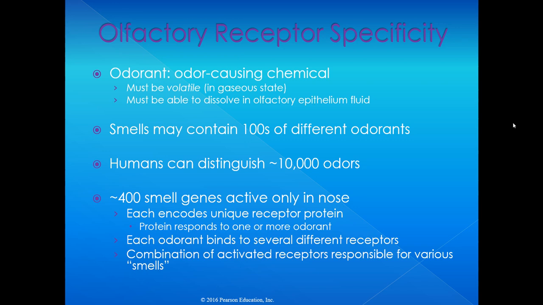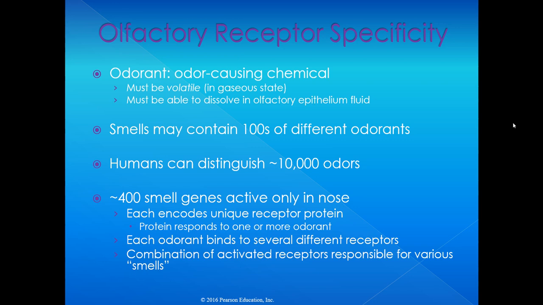What you think of as a specific smell or odor typically has several different odorants in it. It's not just one chemical that you are smelling. It's an integration of all these different chemicals. We can distinguish about 10,000 odors, although that's not nearly as good as other animals. We have about 400 genes that only become active in the nose. Each of these genes encodes a specific receptor protein that will usually respond to one or more of these odorant chemicals. Most odorants bind to several different receptors, and it's the combination of which receptors get activated by which odorants that is responsible for what we think of as smell.